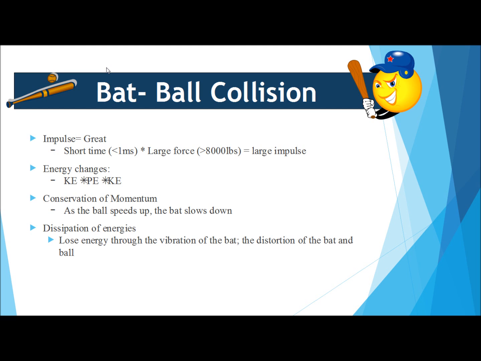In the lecture, he gave a diagram of the bat and the ball being analyzed, and you could watch as the ball came, and once it hit, the bat slowed down and the ball sped up. So you could see the conservation of momentum there. And then finally, dissipation of energies. He talked about how inefficient the system of hitting a ball with a bat actually is, because you lose energy through the vibration of the bat or through the distortion of the bat and the ball.